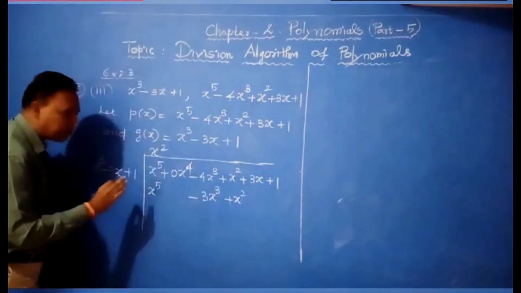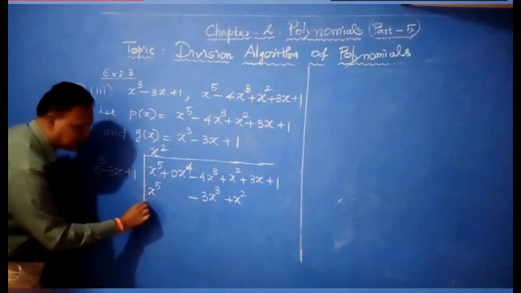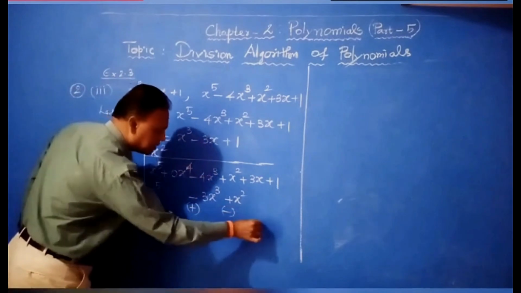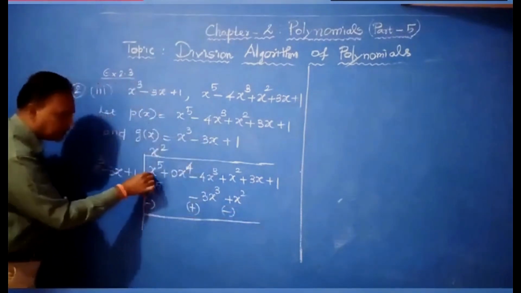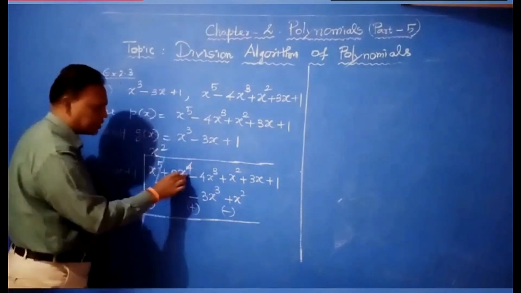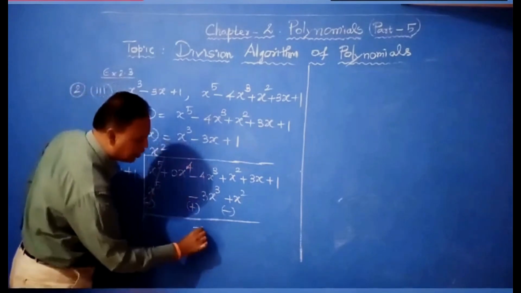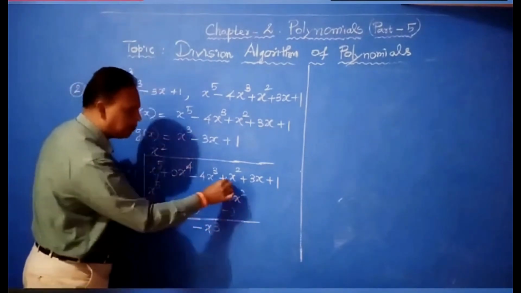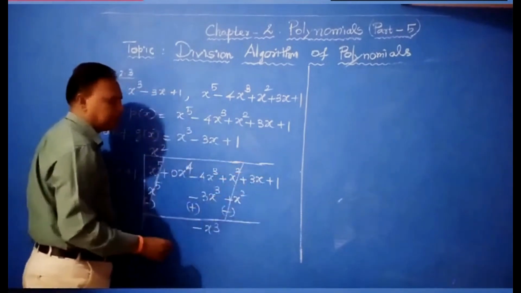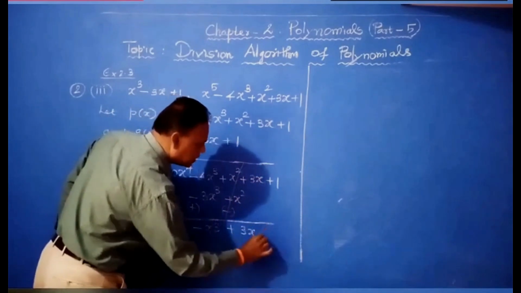Now what you have to do? Subtract. So while subtracting, change the sign. Plus means minus, minus means plus. Here minus means plus. Now 1 plus 1 minus, just cancel it. Here 0 x power 4, so ignore it. Minus 4 plus 3, minus x cube. Plus x squared minus x squared, again cancel it, 0. So bring down here plus 3x plus 1.